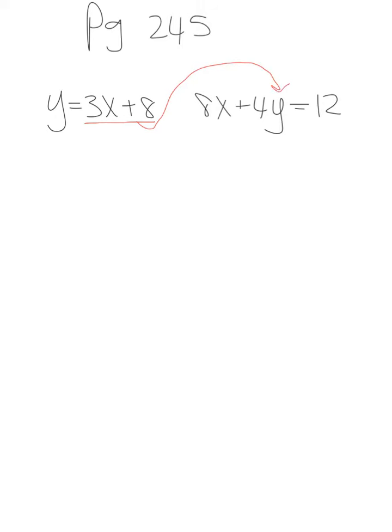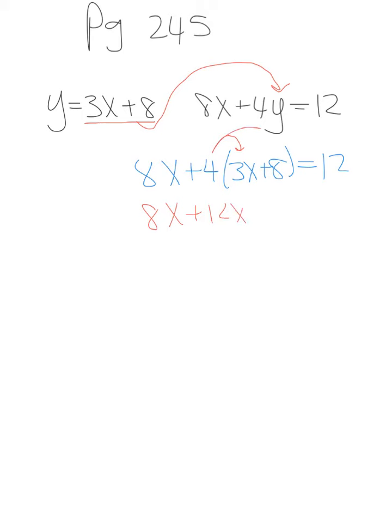So what that means is I'm going to replace the y in the second equation with 3x plus 8 because y is equivalent to 3x plus 8. That means my second equation now becomes 8x plus 4 times (3x plus 8) equals 12. It was 4 times y, but y is the same thing as 3x plus 8. I'm going to take my 4 and distribute it in. 4 times 3x is 12x. 4 times 8 is 32.